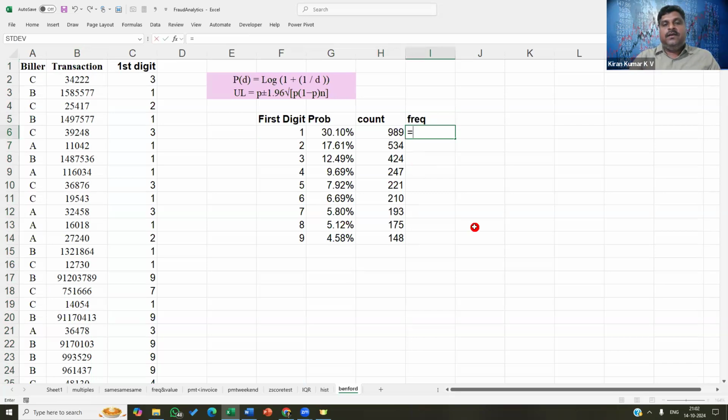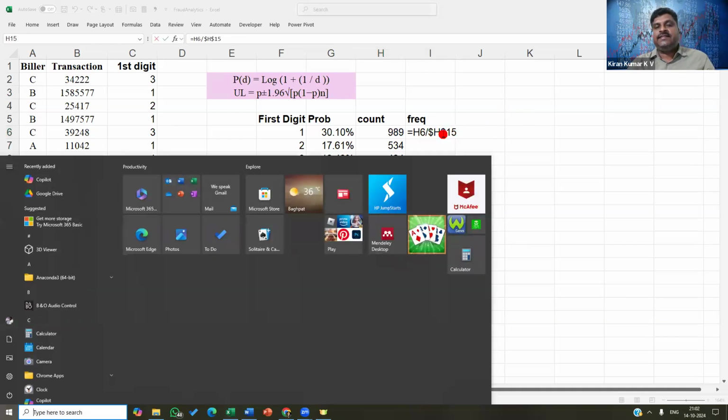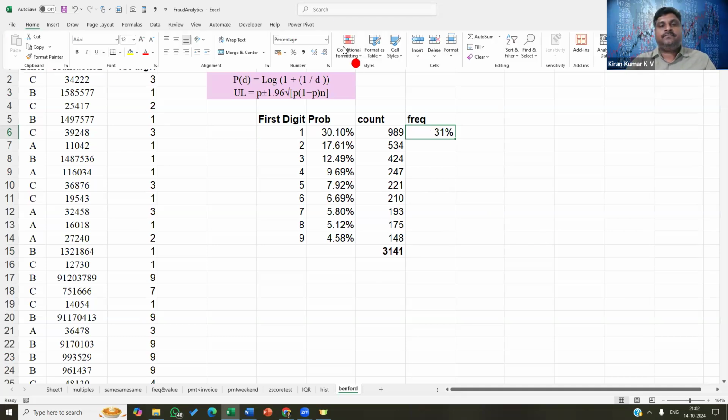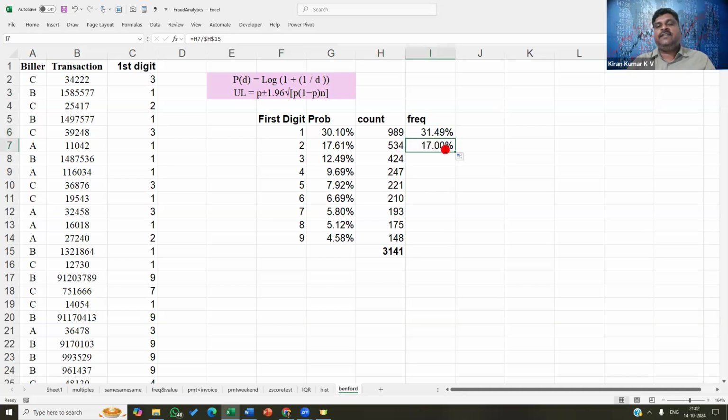See, first of all, let's take the total. There are totally 3,141 transactions. Out of that, 989 is the number of transactions with digit 1. So what is the percentage here? 31.49%. Similarly, can I calculate for this? 534 divided by 3,141, 17%. Is it close to this number? Yes. Of course, you can't get the same number. We'll fix that in a while.